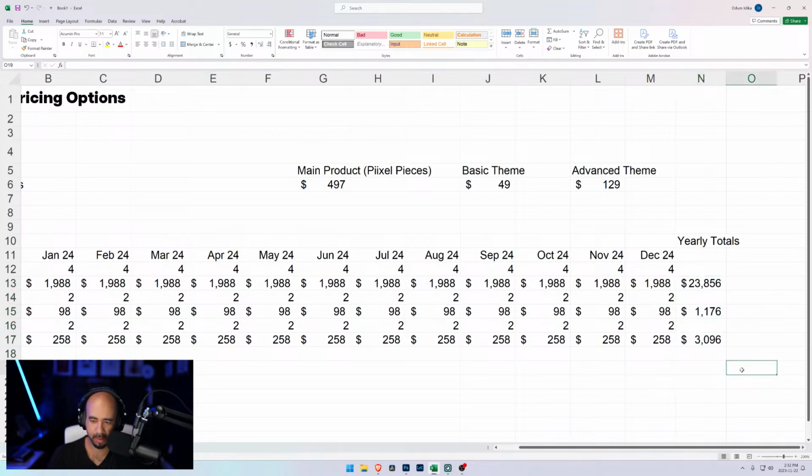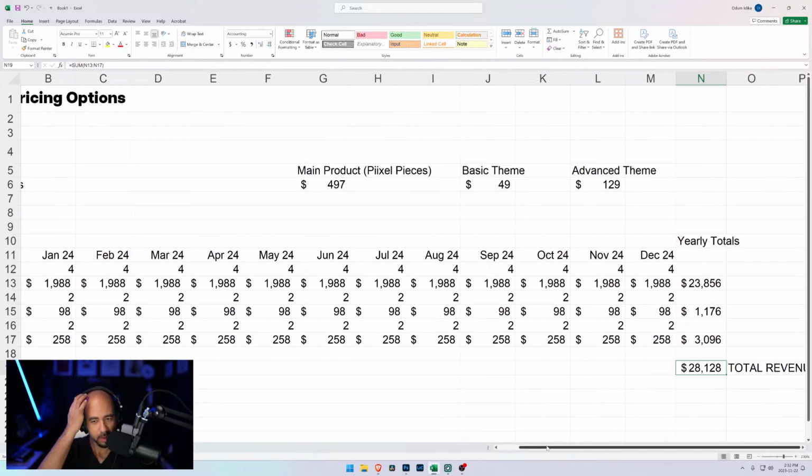And then total revenue down here. Can you guys see that? Yeah. So this would be the total revenue in the first year, $28,128, if we assume we get 1 customer a week.